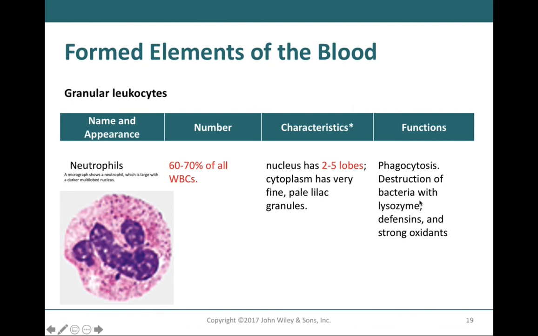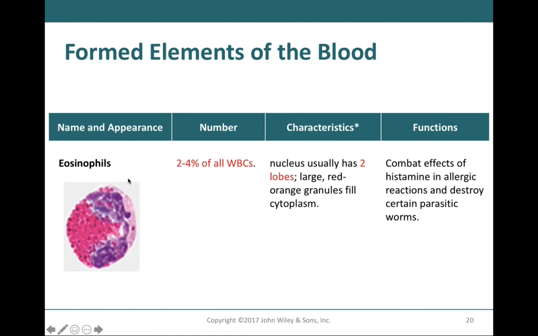So they're going to synthesize this enzyme known as lysozyme. Lysozyme is an enzyme that's going to lyse the cell membrane of different bacteria. They're also going to use oxidants such as superoxide anion and hydrogen peroxide that will also be deadly when projected at bacteria. Now the eosinophils are going to be the second most common of our granulocytes.